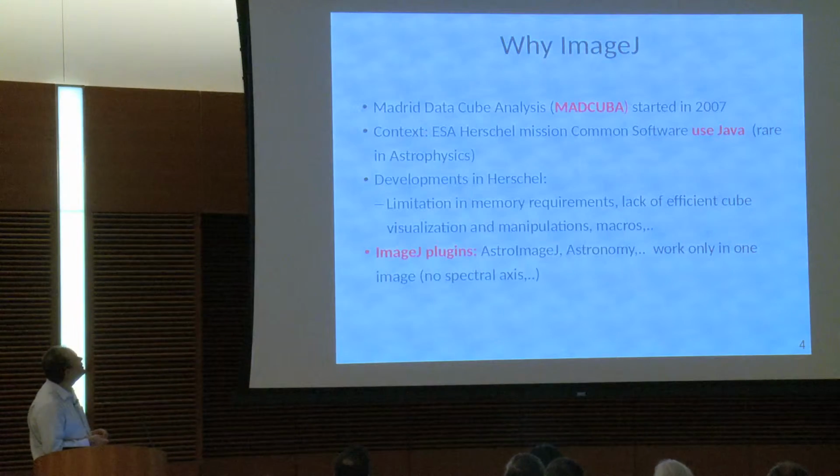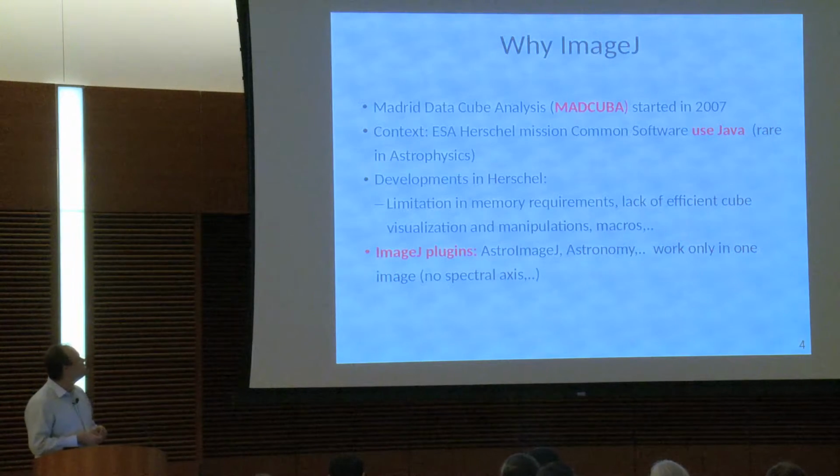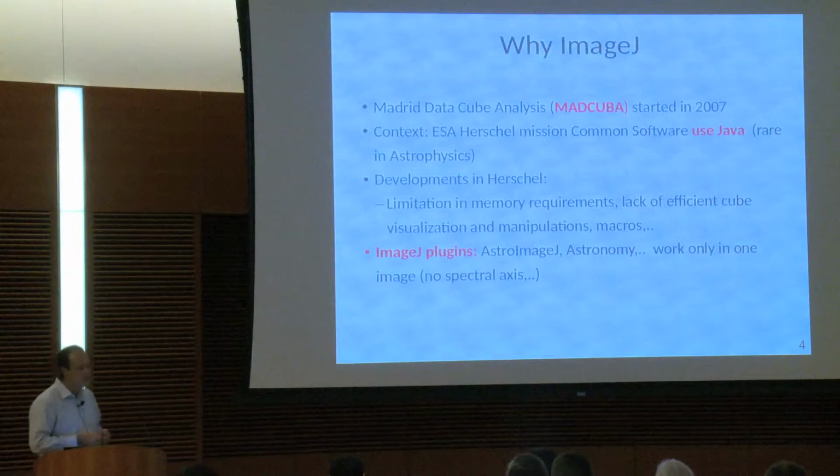Why ImageJ? We started in 2007 to develop our tool, and we had to make it in Java because the Herschel mission used Java to work with. It is very strange because usually astronomers use Python. So we had some limitations in several requirements like memory efficiency, and we couldn't find any good tool, so we started to work with this one.